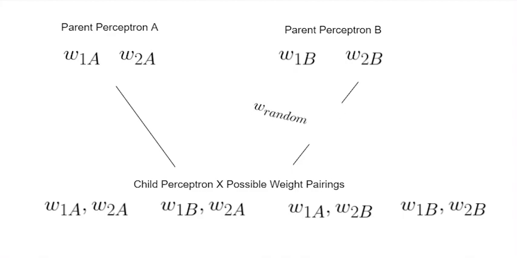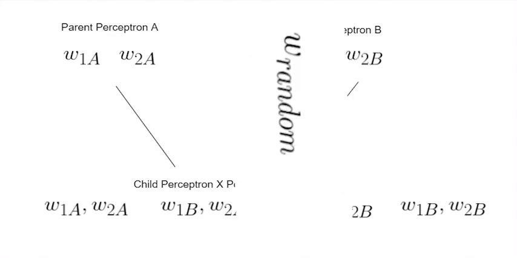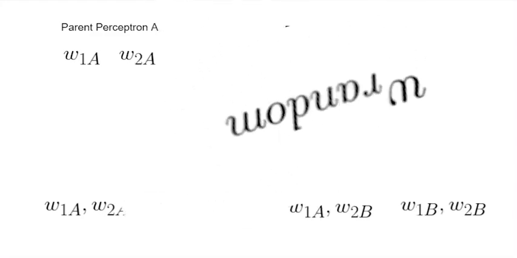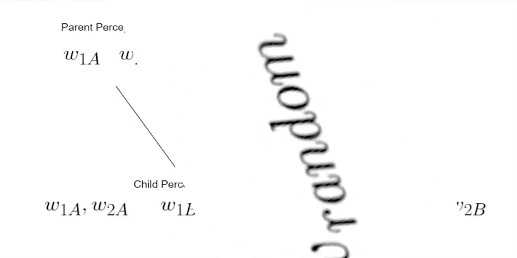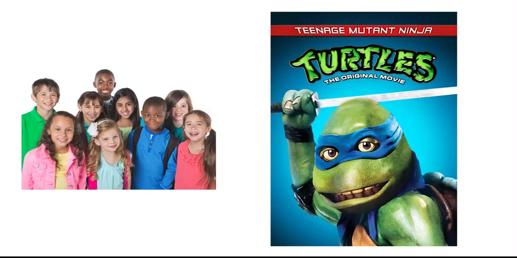We need mutations because it's always possible that the weights of the parents are not the most ideal or effective weights. Without mutations, we would only have children or perceptrons who have permutations of weights from the previous generation. So we want to produce a significant amount of children so that mutations happen.